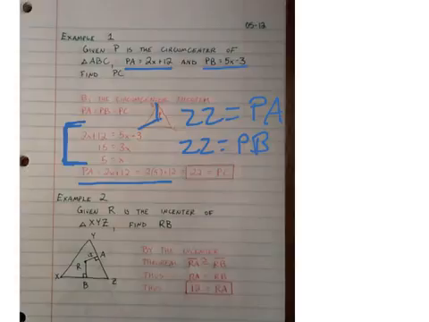Example number 2 says that R is at the incenter, which means that the distance from R to each side is identical. So RA and RB and, if we label that point C, RC would all be the same length. And in this case, that length is 12.